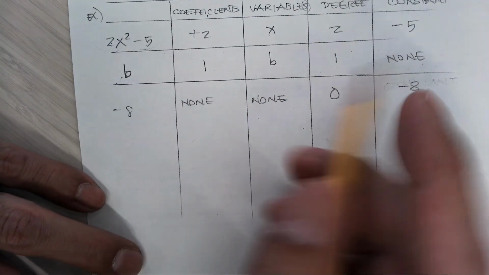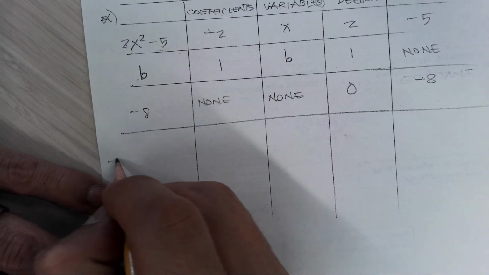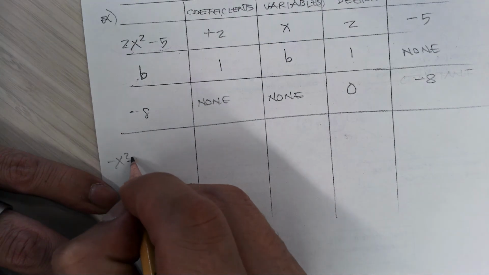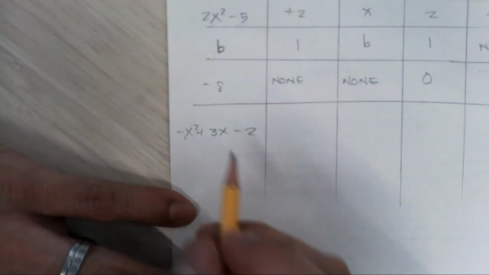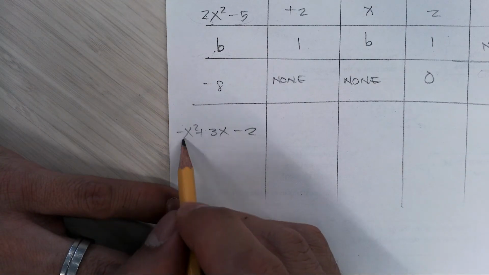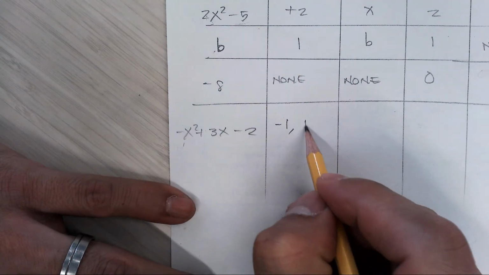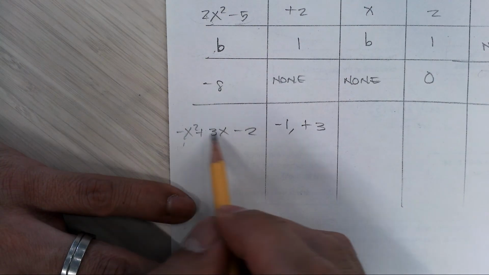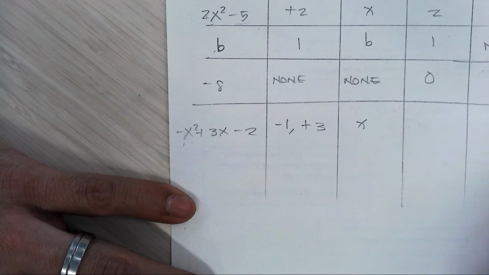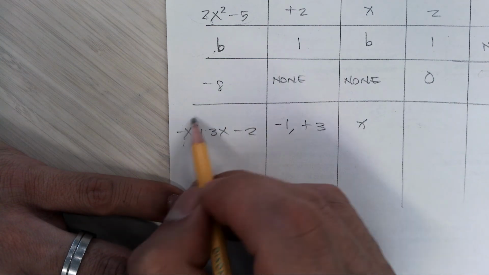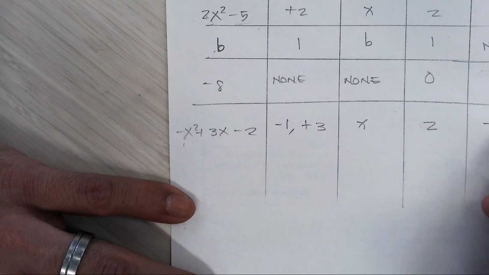Okay, let's try one last one. How about a trinomial this time? How about negative x squared plus 3x minus 2? Again, coefficients are numbers in front of variables. So there's an invisible negative 1 in here, so that's negative 1. There's a plus 3. Those are the coefficients, because those are numbers in front of variables. The variable being used here is just x. The highest degree, the highest exponent, is 2. And finally, we have a constant of negative 2 here.